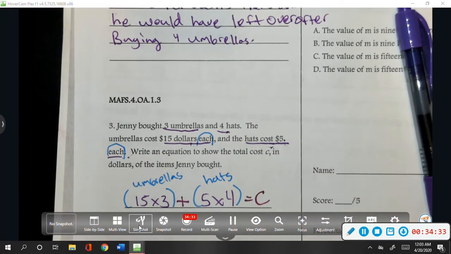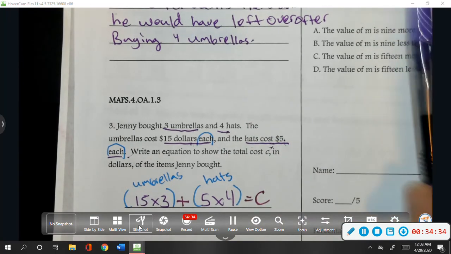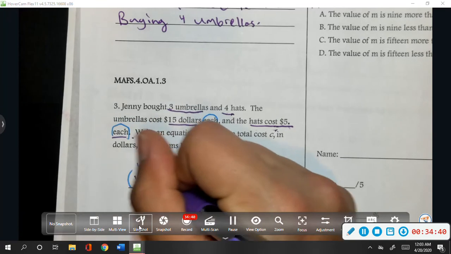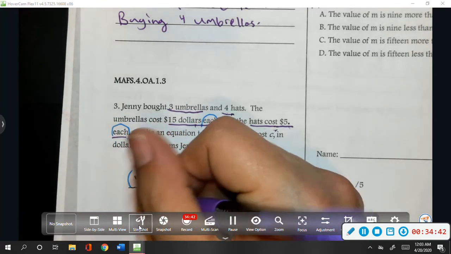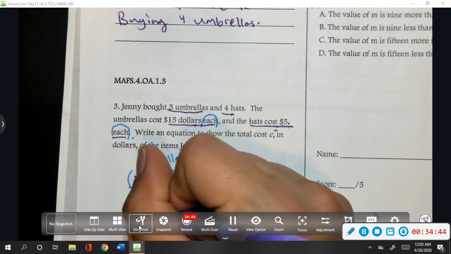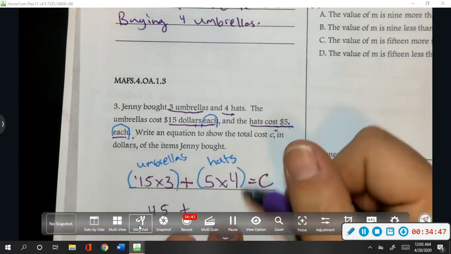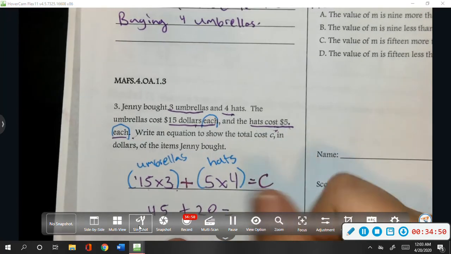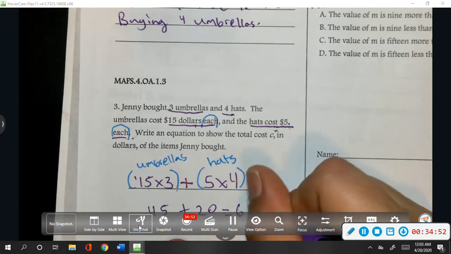It's not asking us to solve it, but if we were going to solve it, we would take the umbrellas, 15 times 3. 5 times 3 is 15, carry the 1, 3 times 1 is 3, plus that 1 is 4, plus the hats, 5 times 4 is 20. So the cost is actually going to equal $65.